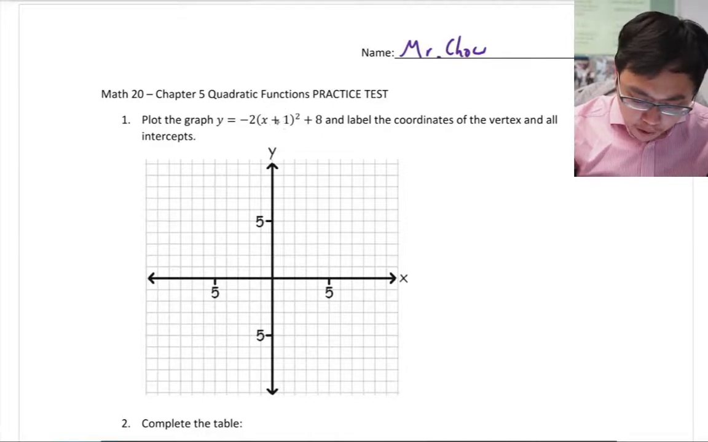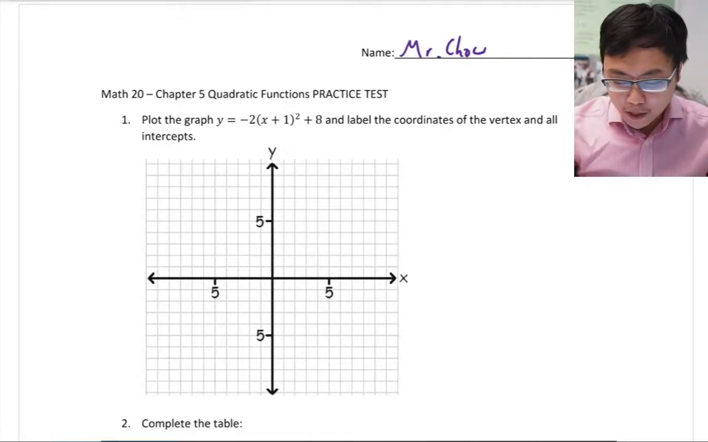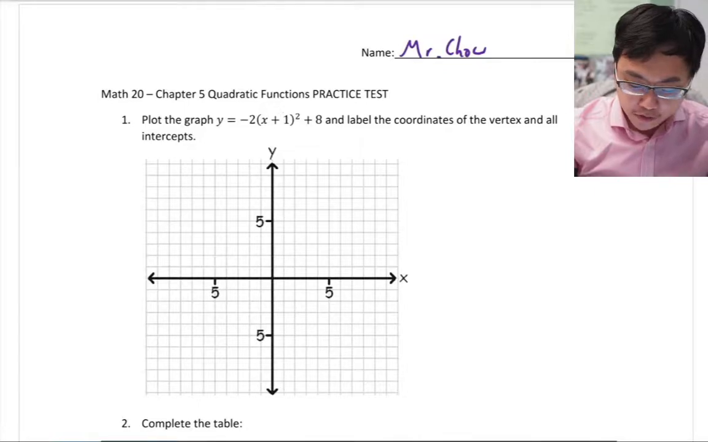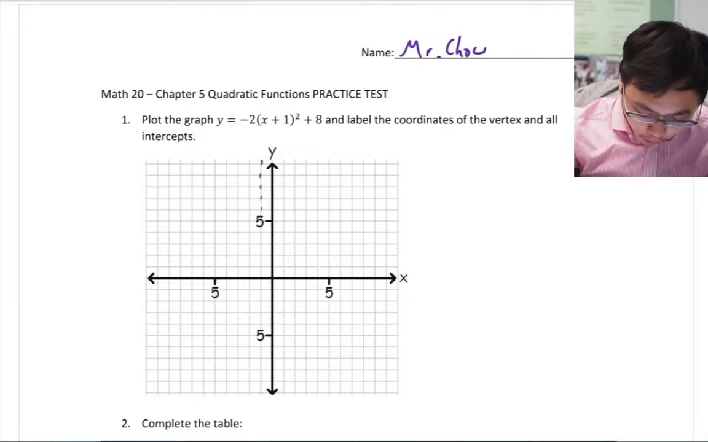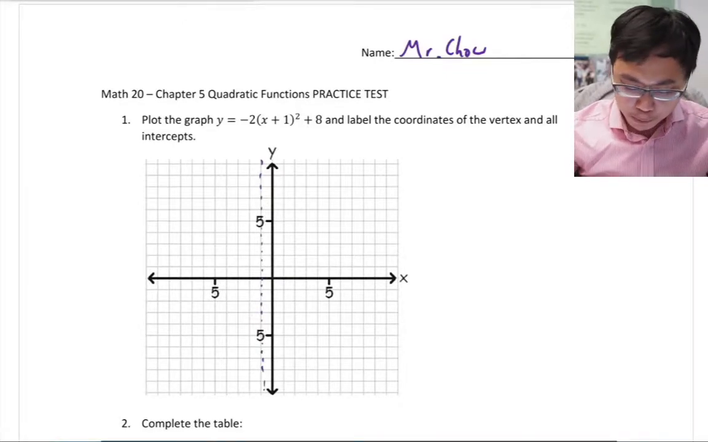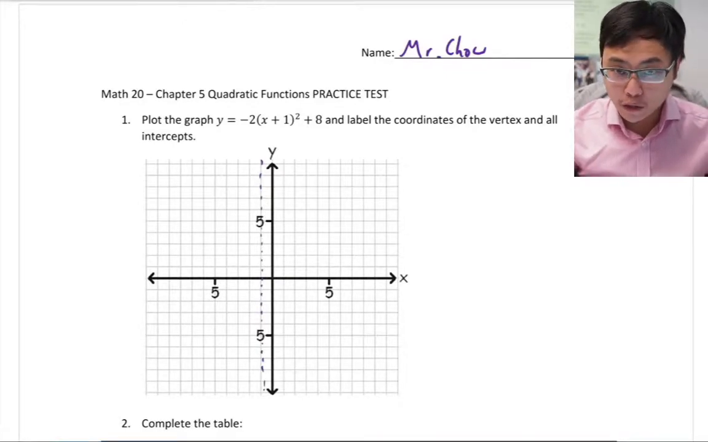So first of all, I noticed that it is x plus 1, which means that the axis of symmetry will be at -1. That is where my axis of symmetry is going to be because it's x plus 1, and so it has shifted 1 unit to the left.